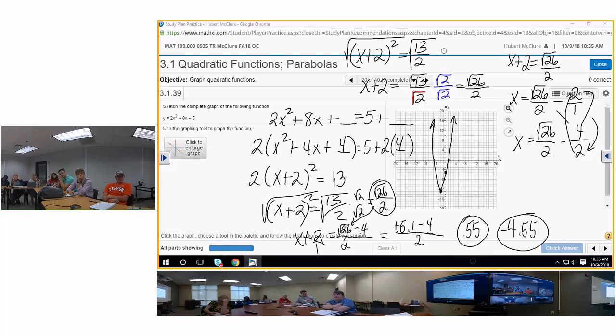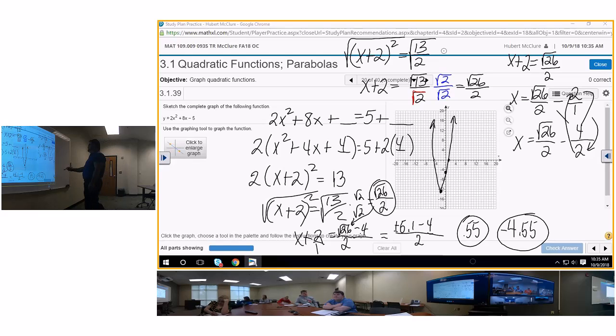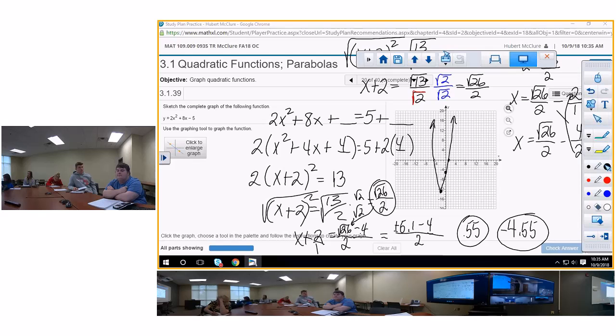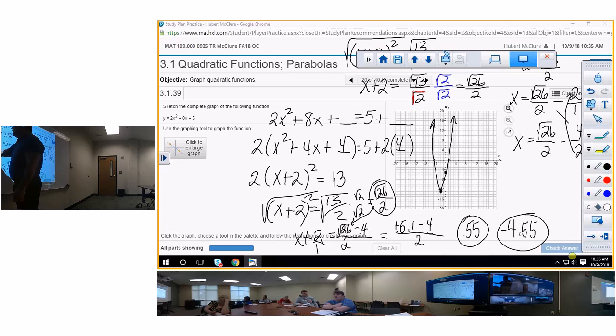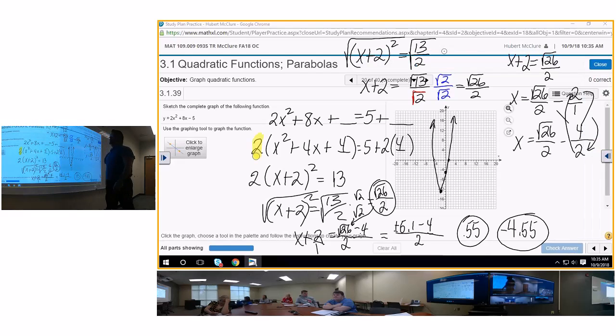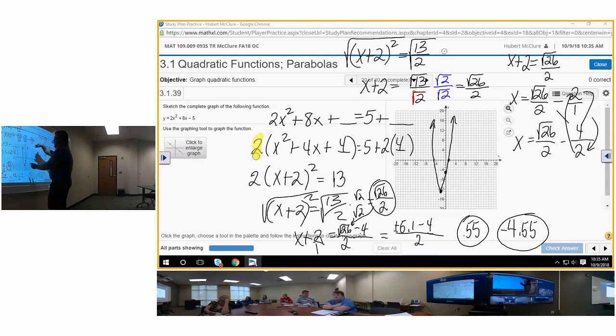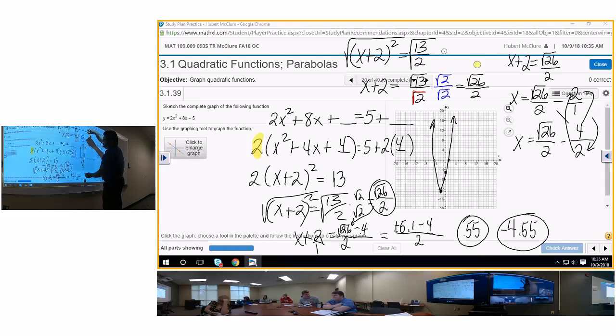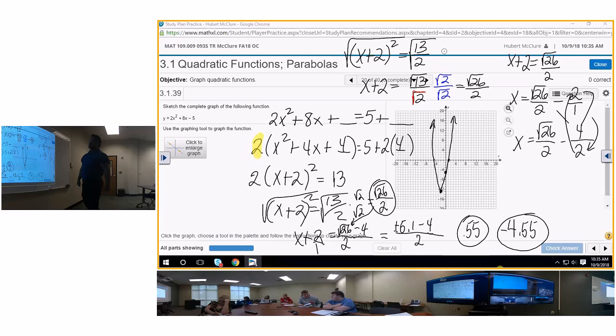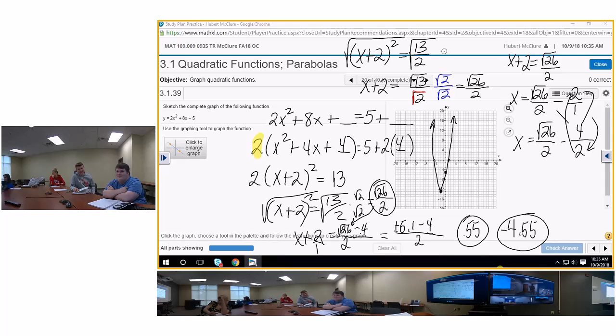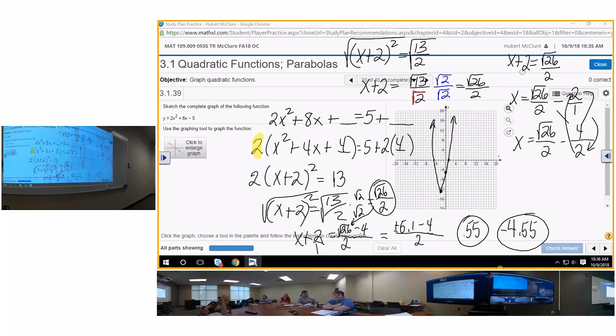Why is it so skinny? Because of the 2. Because of the 2. Good job. Because of the 2. It's compressed along the x-axis and what along the y-axis? Stretched along the y-axis. And that is a test question because you have to factor out. Any other questions?